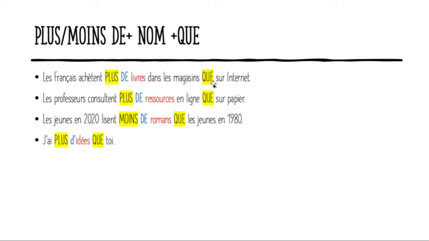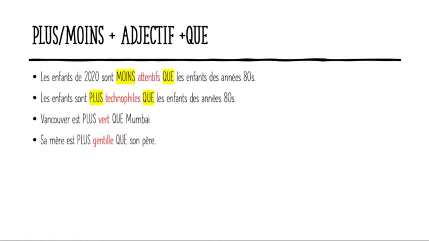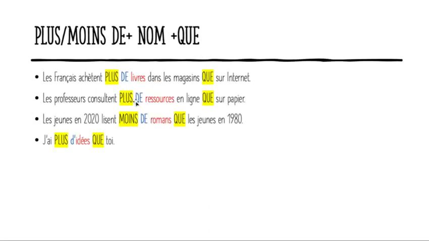So the than comes after your first object of comparison. Same thing here: les professeurs consultent plus de ressources en ligne que sur papier. So teachers consult more resources online than on paper, right? Remember, the only difference in English is that in French, you need the de when you're talking about a noun. Okay, notice that for an adjective, I don't need anything. It's only when it comes to a noun.